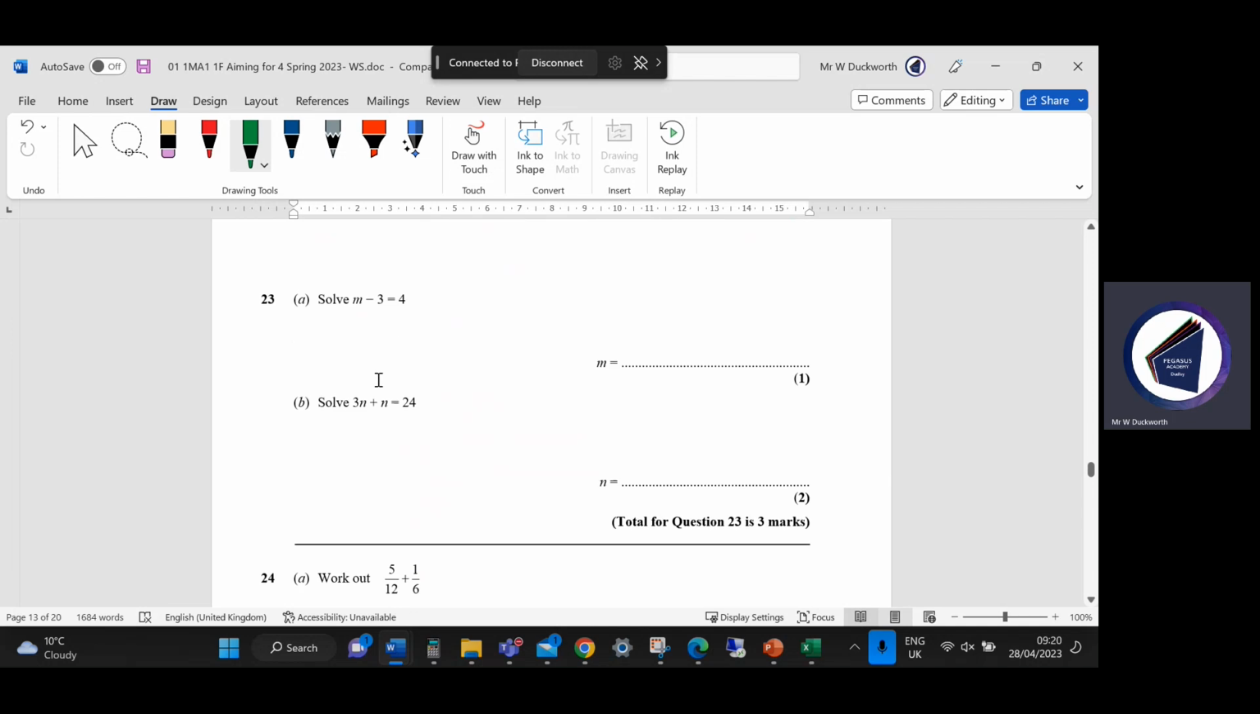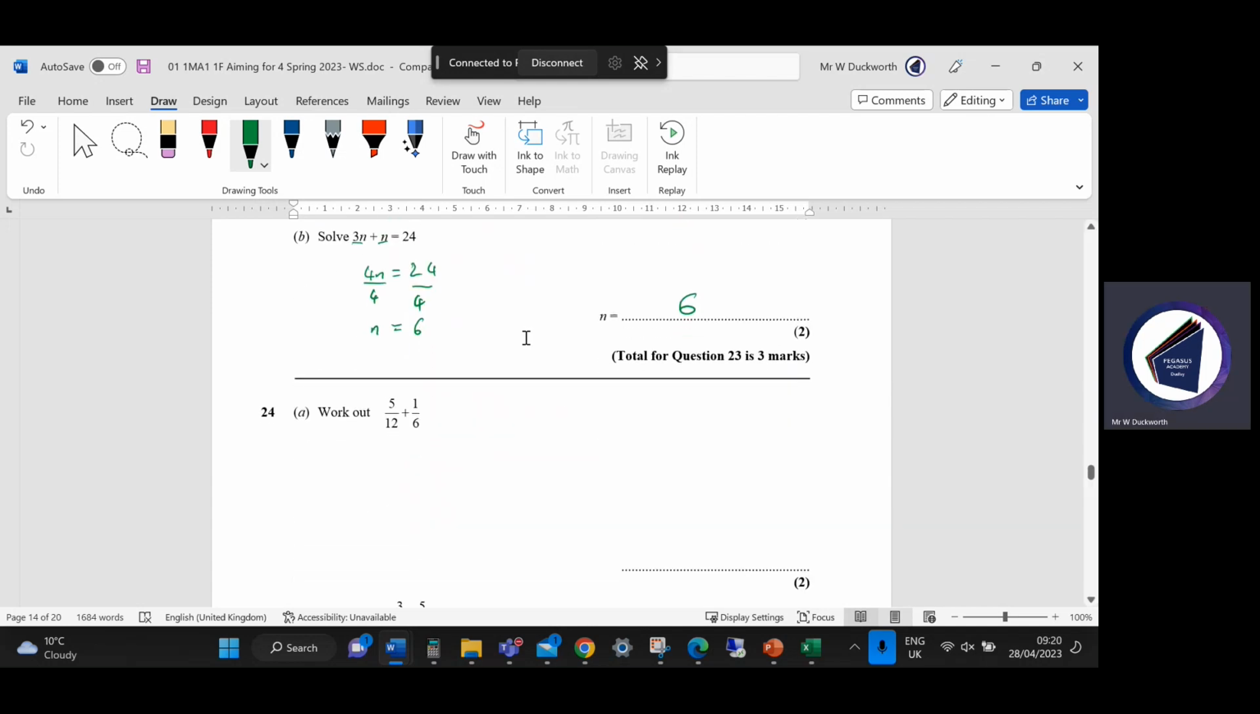Okay, question 23, solve. So another solve. So this time to get rid of a -3, we would add 3 on both sides. So m would be equal to 7. And then solve, this time we need to simplify. So 3n plus n would be 4n is equal to 24. Divide both sides by 4. N would be equal to 6.